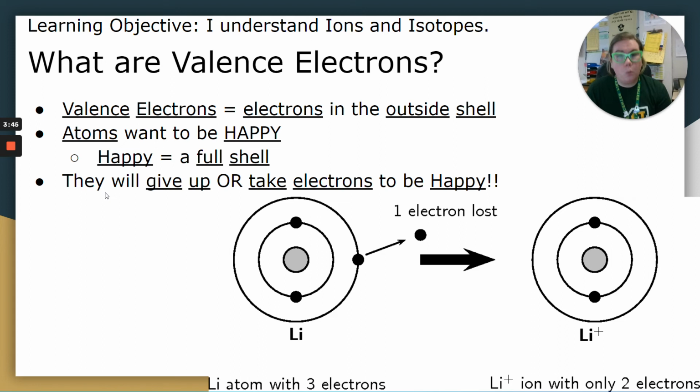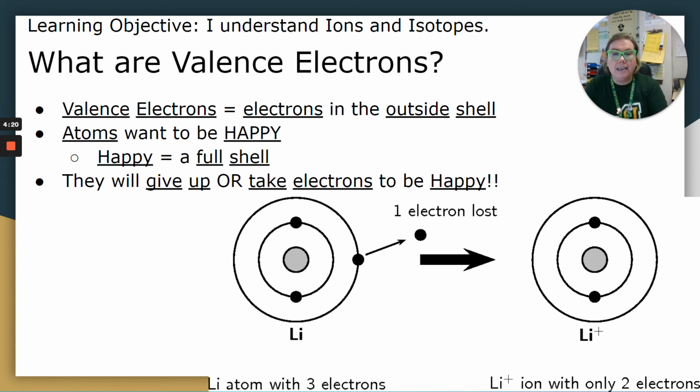Now, atoms want to be happy. Okay, this is how I like to remember it. And for an atom, happy means a full shell on the outside. So whatever that outside shell is, it wants it to be full. That makes the atom happy. We'll talk more about what happy looks like for an atom when we talk about reactivity and reactions. But just for now, know outside shell full means it's a happy atom. So atoms that don't have a full outside shell will either give up or take electrons to be happy.